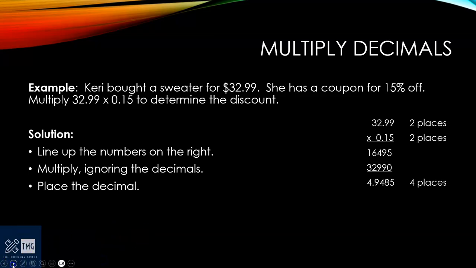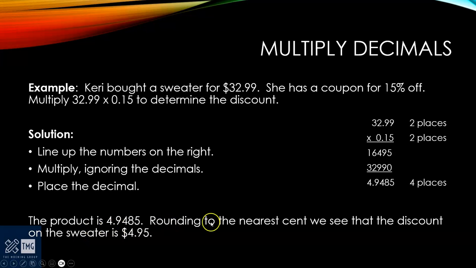So when we go through, we have our problem, we get 4.9485. But remember, we're talking about money and a discount. Well, to have money, we need to round to the nearest cent. So the discount rounded to the nearest cent would be 4.95. Because recall, if you want to round to the nearest cent, that's 4. So we're going to look at the 8. 8 rounds up, which gives us the 4.95.